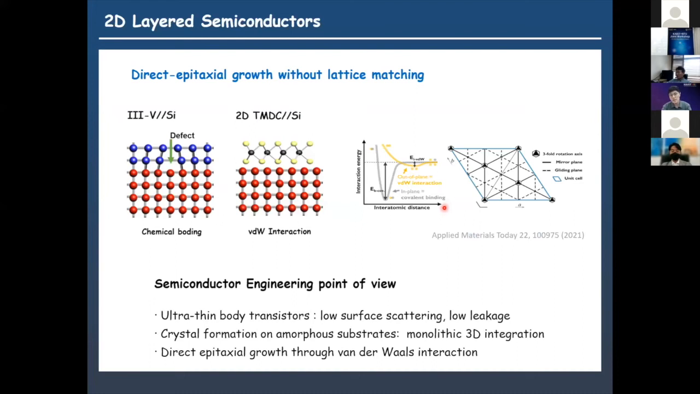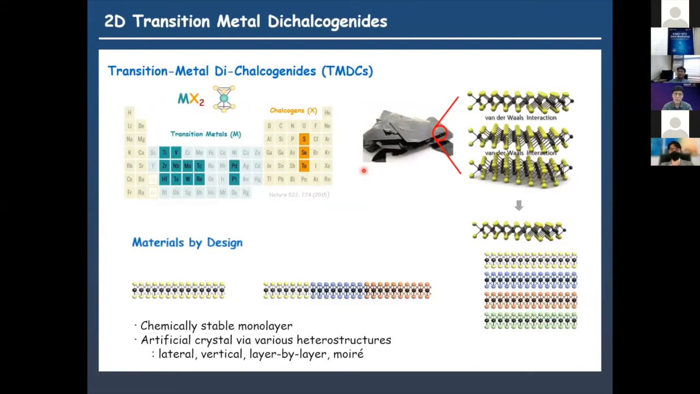And the last advantage I prepared today is epitaxial growth. Again, thanks to the no-dangling-bond surface, we can form large lattice mismatch combinations of epitaxy through van der Waals interaction, which is also a unique material growth phenomenon, and it can be applicable for optoelectronic devices, I imagine. Okay, for now, the most popular materials among such 2D layered semiconductors are transition metal dichalcogenides, which are compounds of transition metal and chalcogens, so-called TMDCs.